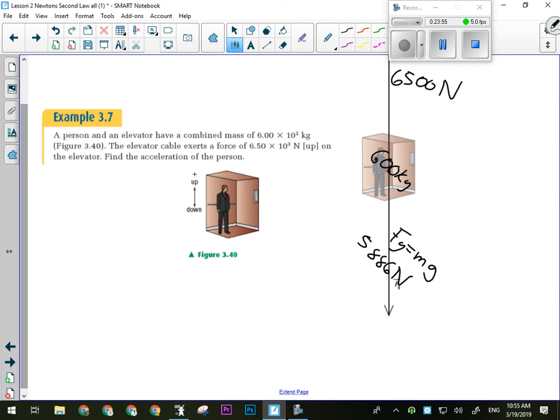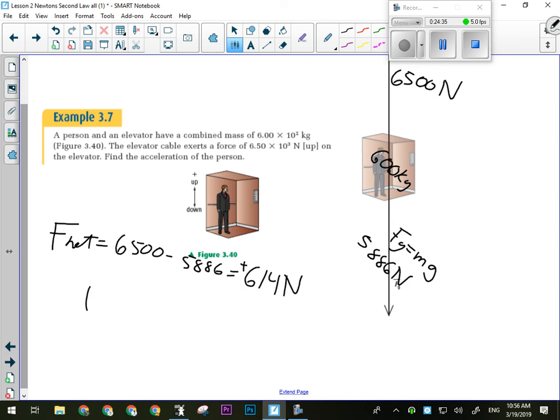They don't mention anything about friction or air resistance, so we'll assume those are not applicable here. Those are our only two forces. 6,500 newtons up, 5,886 newtons down. Which way is the elevator going to accelerate? Up. Can I find out how much? Yes. First thing I want to do, I have to find F net because I need F net when I do mass times acceleration. So it'll be the vector sum of all forces, 6,500 minus 5,886. So we're looking at 614 newtons, and that's up.